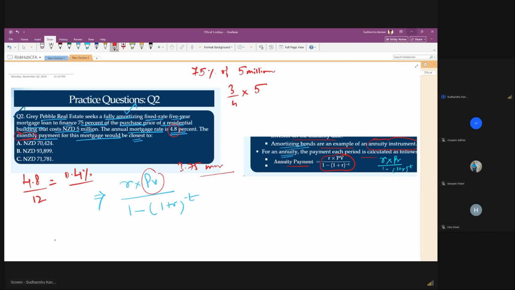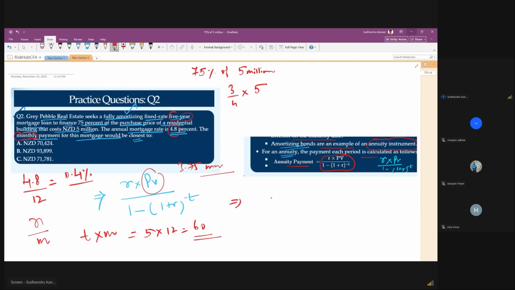Now, I told you the logic, same logic. If rate is divided by something, time period will be multiplied by that thing, right? So time period was what? Time period is 5 years. So 5 into 12, 60. So this is what will be input in the formula, right?